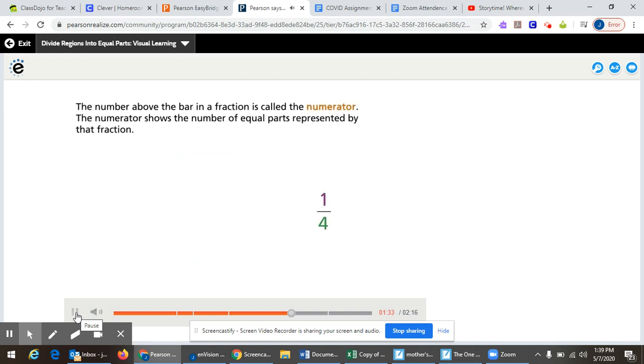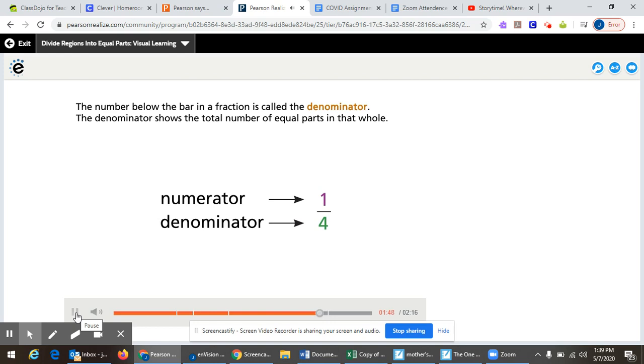The number above the bar in a fraction is called the numerator. The numerator shows the number of equal parts represented by that fraction. The number below the bar in a fraction is called the denominator. The denominator shows the total number of equal parts in that whole.